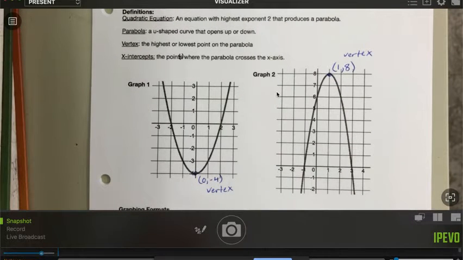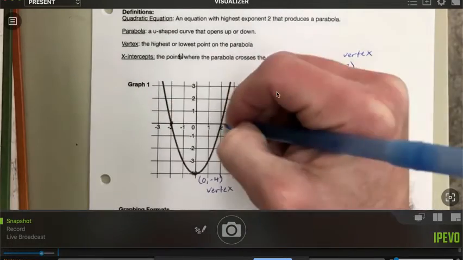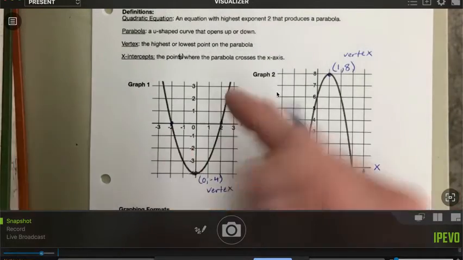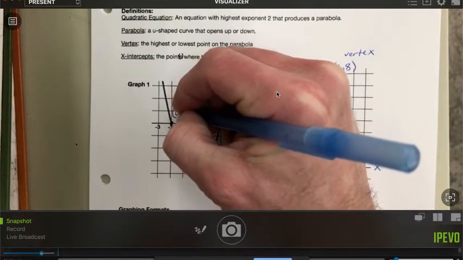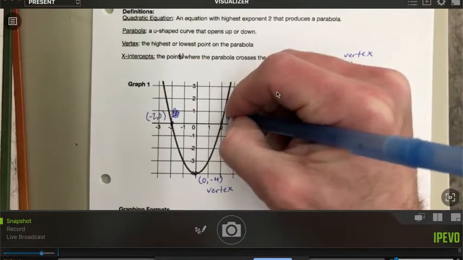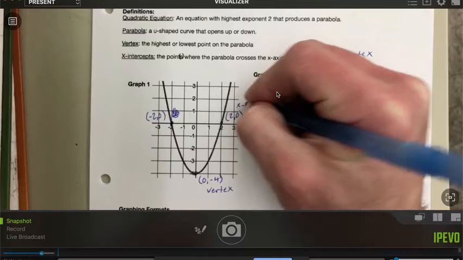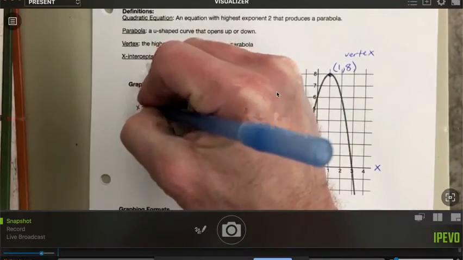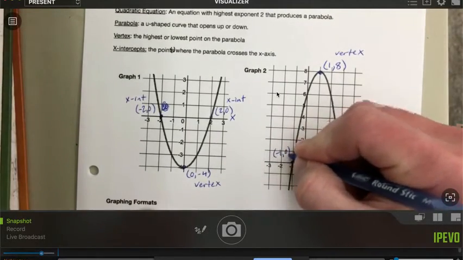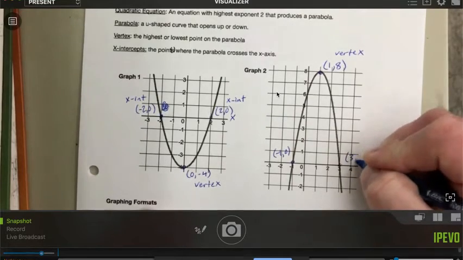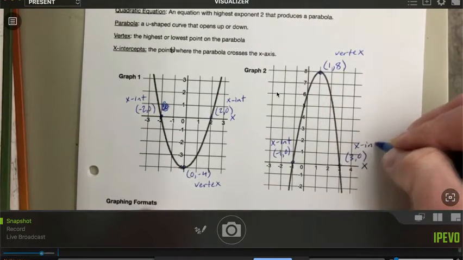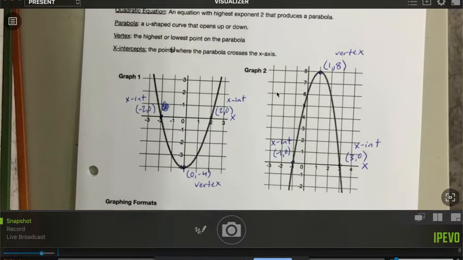All right, the second piece is x-intercepts. Remember, the horizontal axis is our x-axis. In this case, my two x-intercepts would be (-2, 0) and (2, 0). I'll write x-int for short. And then here, you can see (-1, 0) and (3, 0). Those are my x-intercepts for graph 2. All right, so those are the three key pieces we need.